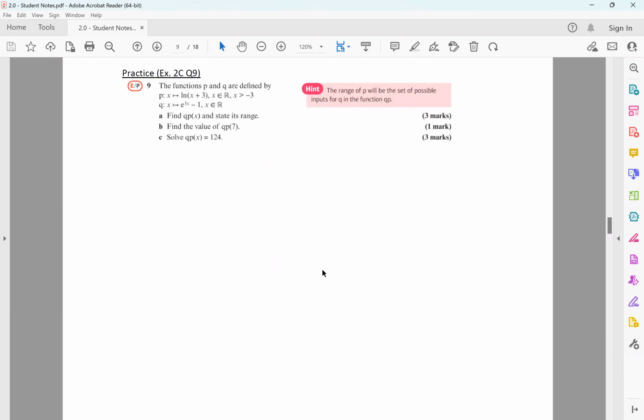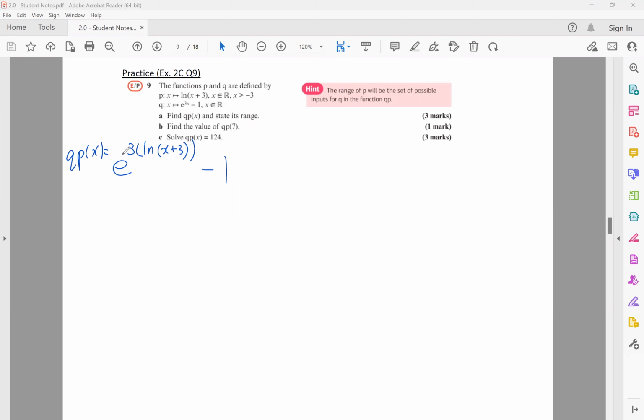Question 9, the functions p and q are defined by p of x equals ln x plus 3, and q of x equals e to the power of 3x minus 1. Find q of p of x and state its range. So let's go. q of p of x means we substitute p of x into q of x. So we are keeping the structure of q, so e to the power of 3, but whenever we see x, we replace it with p, ln x plus 3, minus 1.